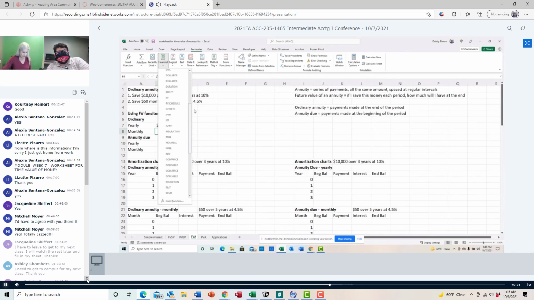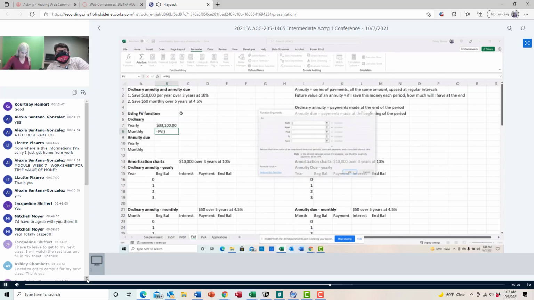And we need our FV because this is a future value problem. So I'm going to click FV. Now for number 2, my rate is 4.5%, but it's monthly, so I have to divide by 12. If you ever get a ridiculously high or low number, it probably means that you forgot to divide by 12 in monthly. For example, 4.5% per year is very different than 4.5 divided by 12 per month. So if you get a ridiculously large or small number, you probably just forgot to divide by 12.